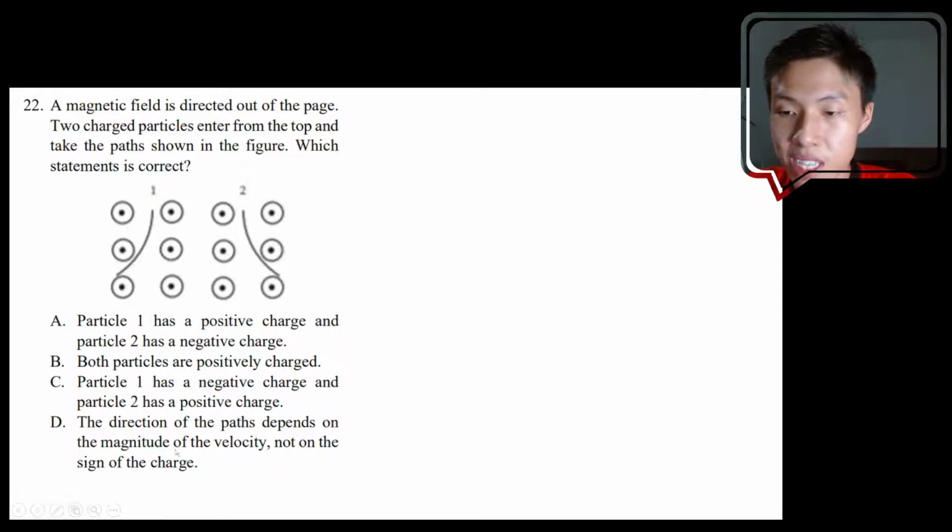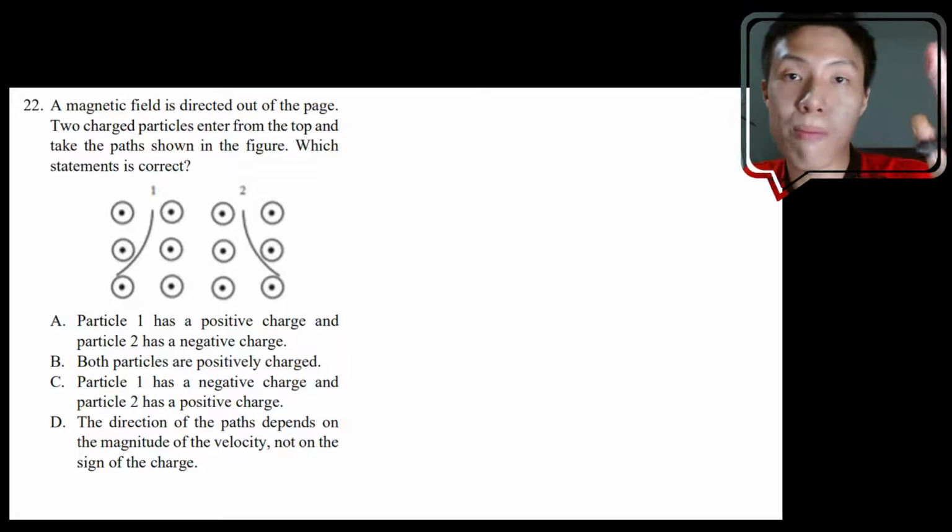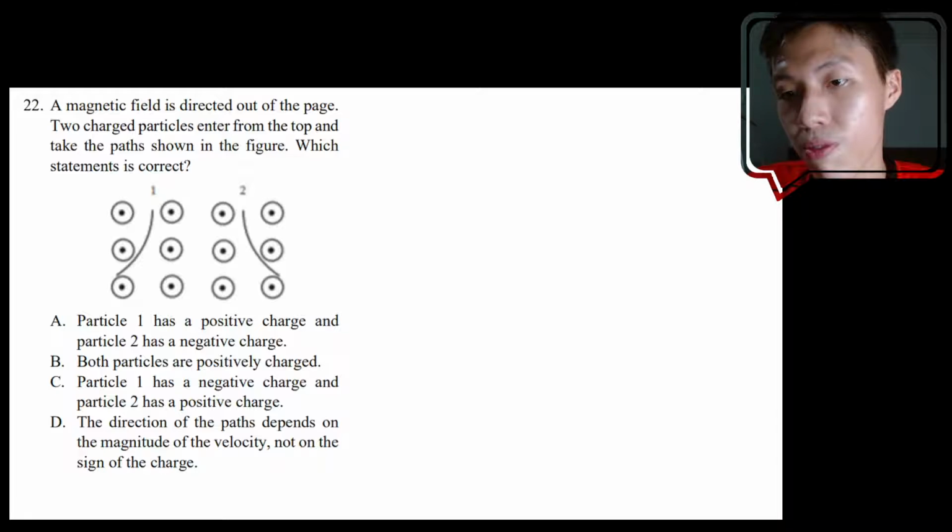Unless you pick D. If you pick D as your answer, then it does not depend on the sign of the charge. But we know the direction of the path depends on the sign of the charge. We learned that in our right hand palm rule to determine the direction of the magnetic force.